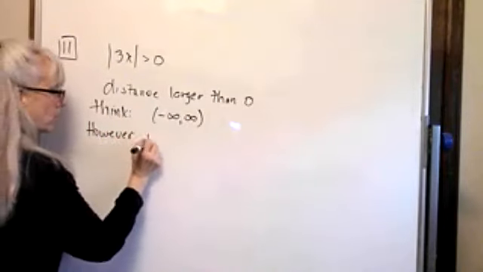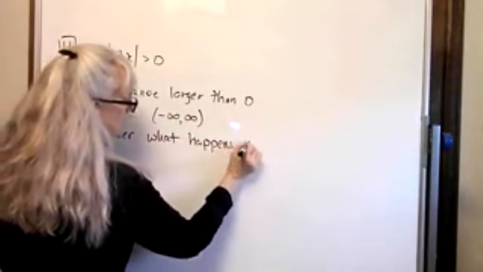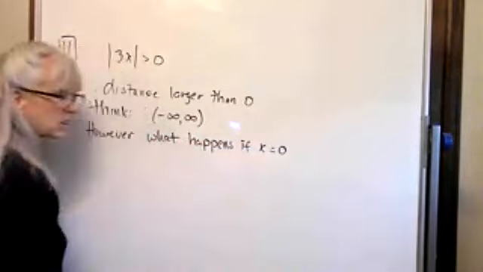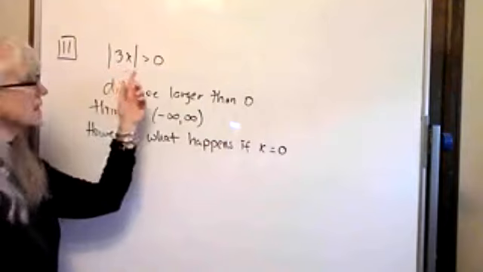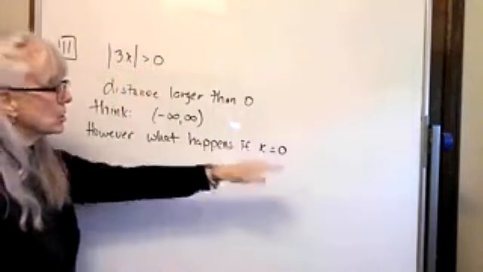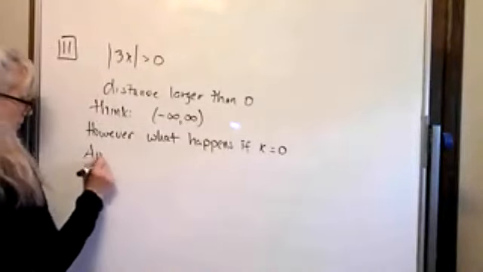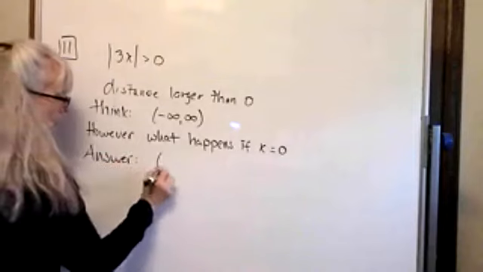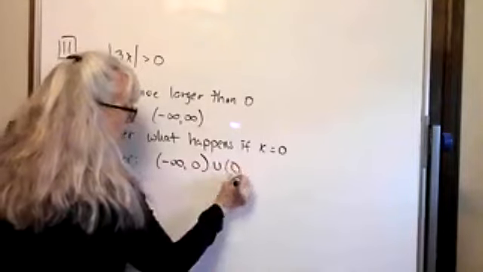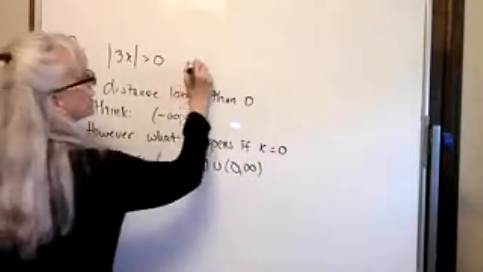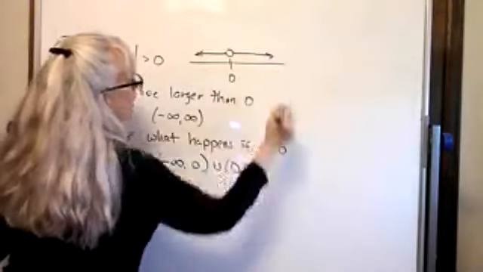However, what happens if x is 0? I'm just going to check that. When I plug 0 back into this, I'm going to get 0 on the left side, and 0 is not greater than 0. So we actually need to exclude 0 as a value here. So our answer would be negative infinity to 0, then a parenthesis to exclude it, start again at 0 and go off towards infinity. In other words, on a number line, if here is 0, it's an open circle. It's the only number we cannot use.